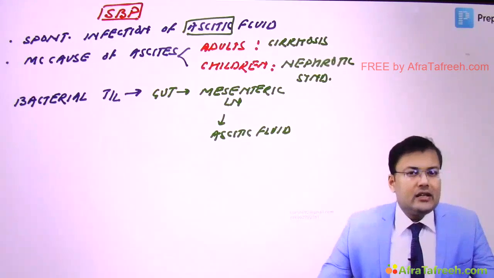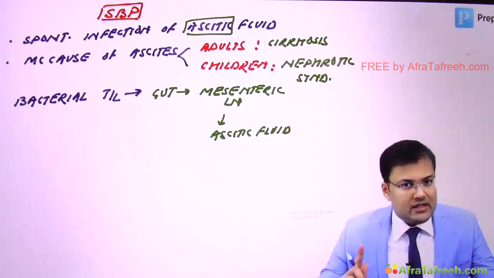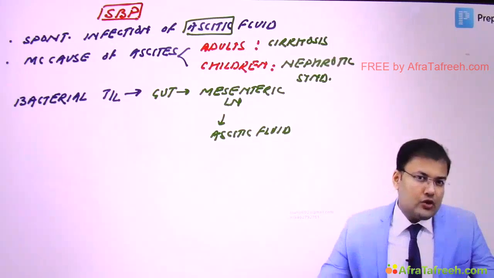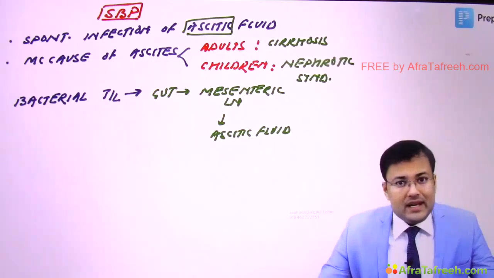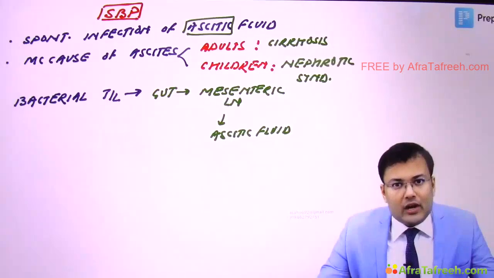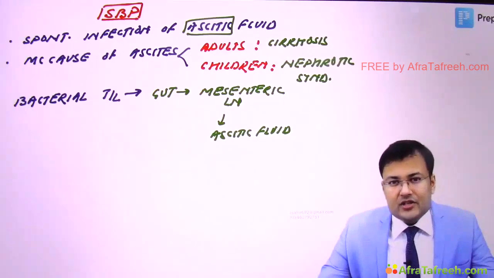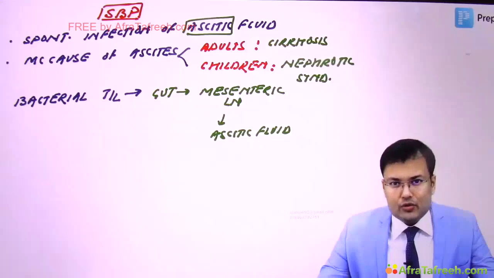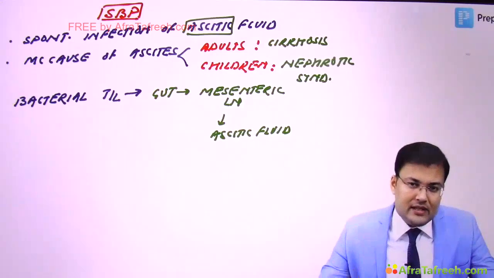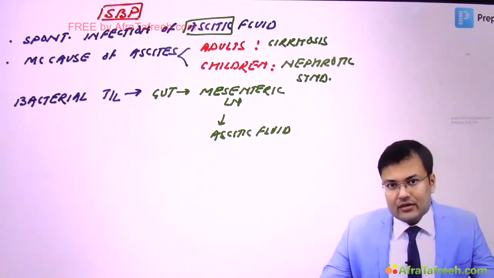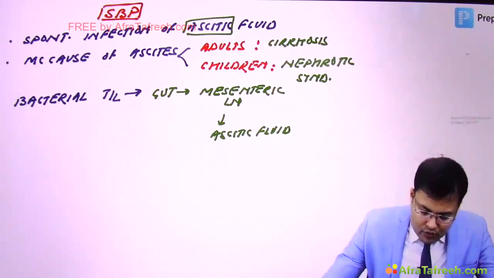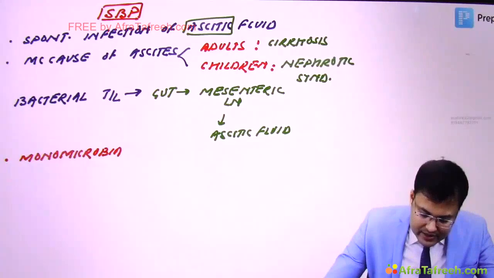Now see, generally it's a monomicrobial infection. It means a single organism is responsible for the infection. What is the most common organism responsible for SBP in adults? It is E. coli followed by Klebsiella, and in children it is group A streptococci. These two questions are asked in medicine, surgery and pediatrics also. Monomicrobial means a single organism is responsible.